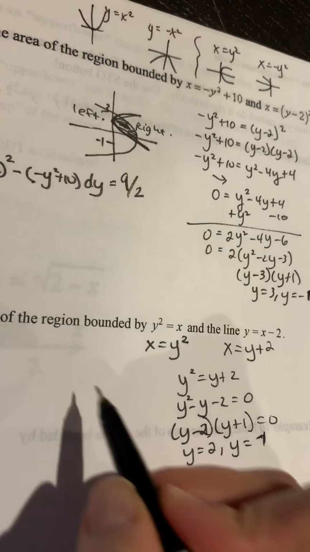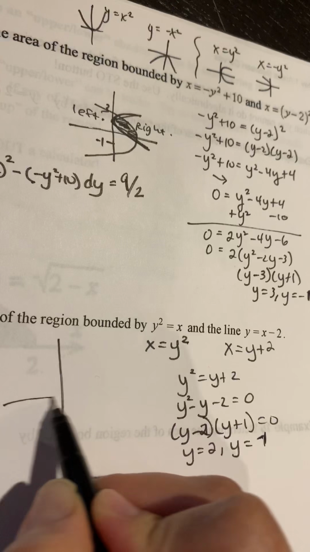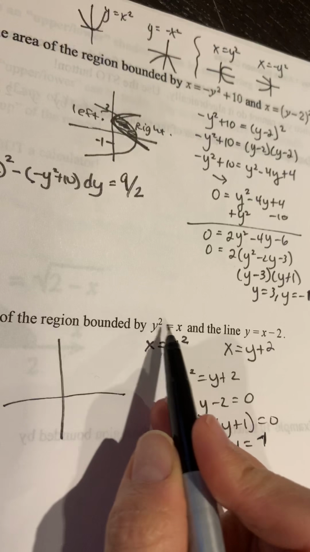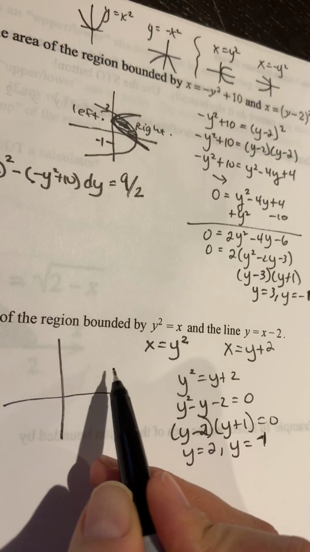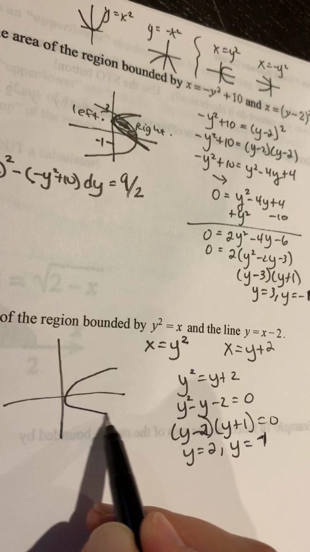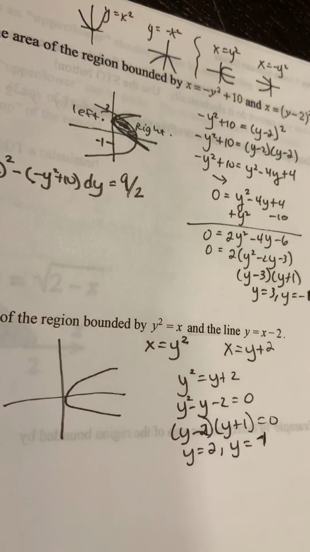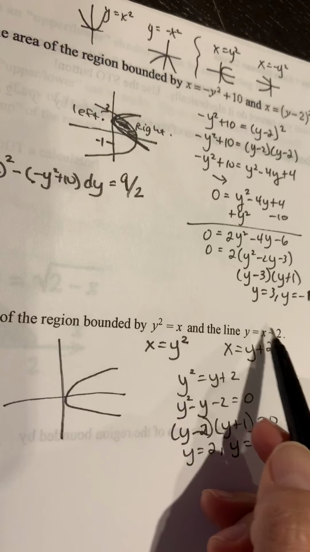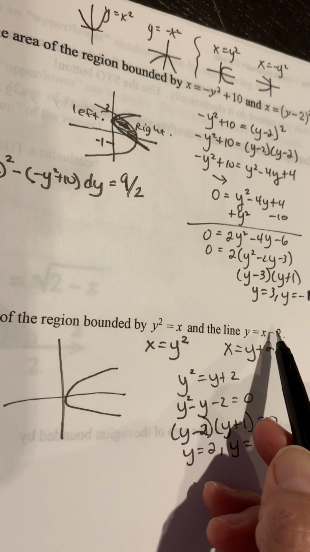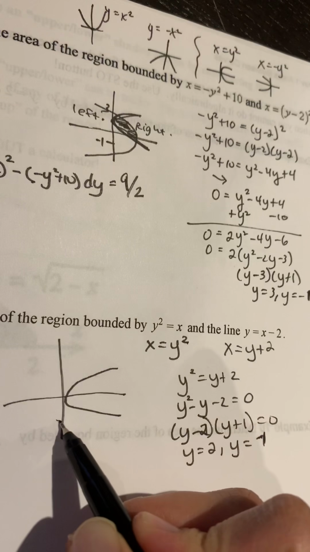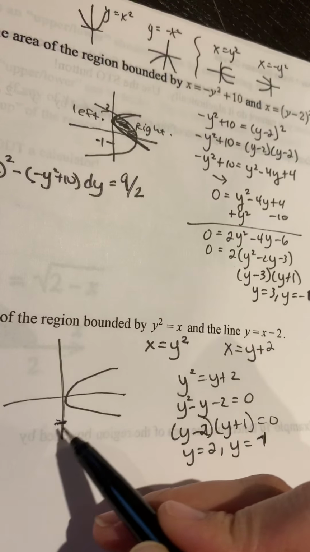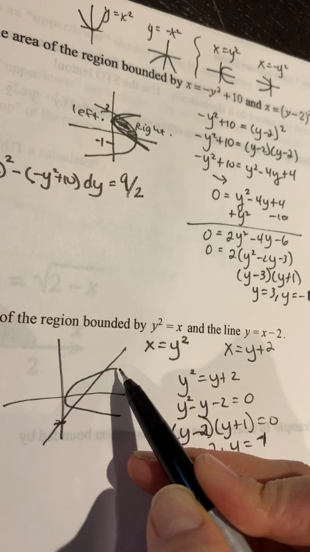Okay, so when I sketch this, we are looking at this parabola. Remember, it's not going up, it's going sideways. It's irregular, but it's sideways. And for the line, don't try and do that line backwards. It's so much easier to just look at it: the y-intercept is negative 2, and the slope is 1, so it's something like this.